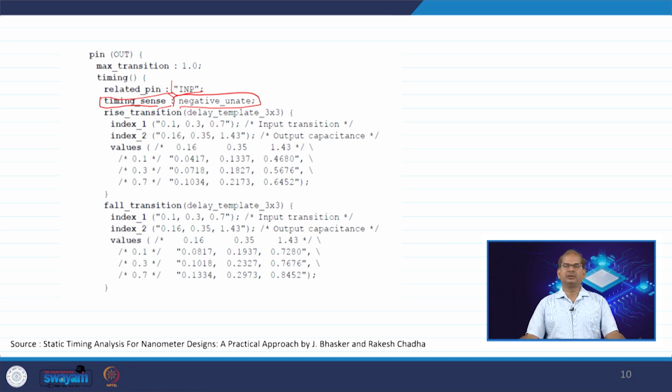So, we discussed the timing arcs of combinational circuits. What about sequential circuits? So, the timing arcs of sequential circuits.